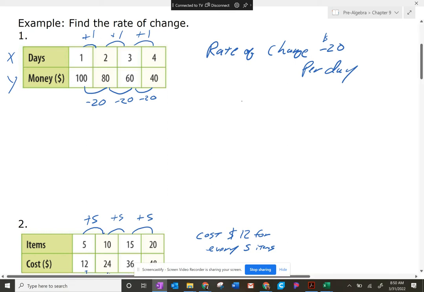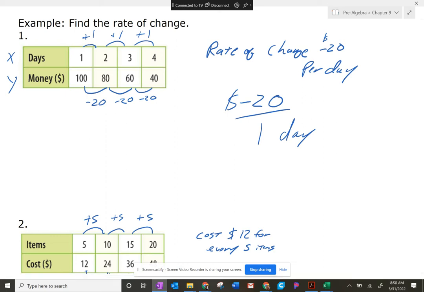So again, you guys were right. It changed by $20 per day. So $20 per day. 1's already on the bottom. That's my rate of change. My rate of change is going to be negative 20 over 1. And that's how I can write it. So negative 20 over 1.